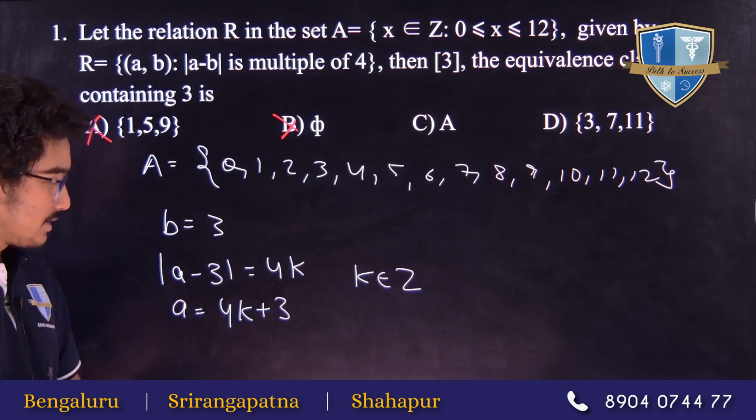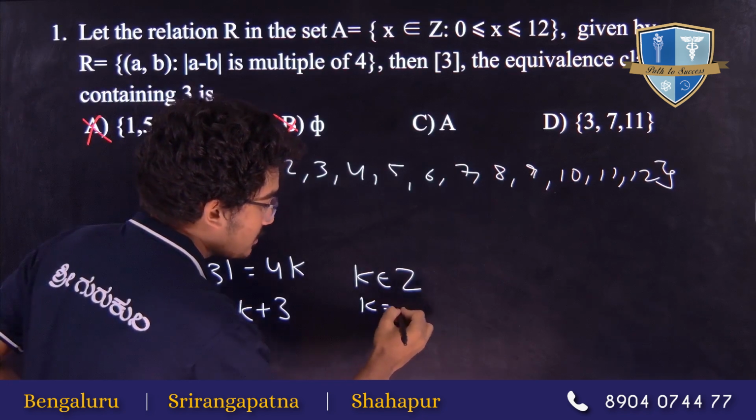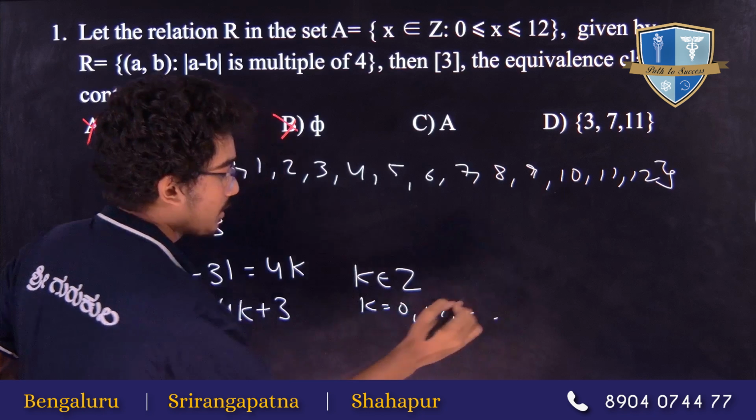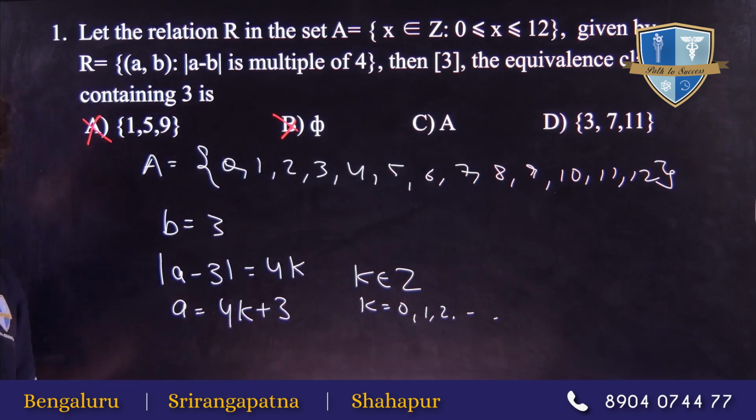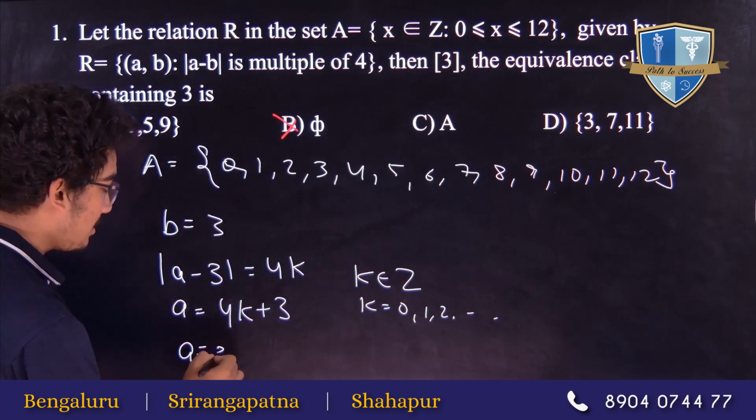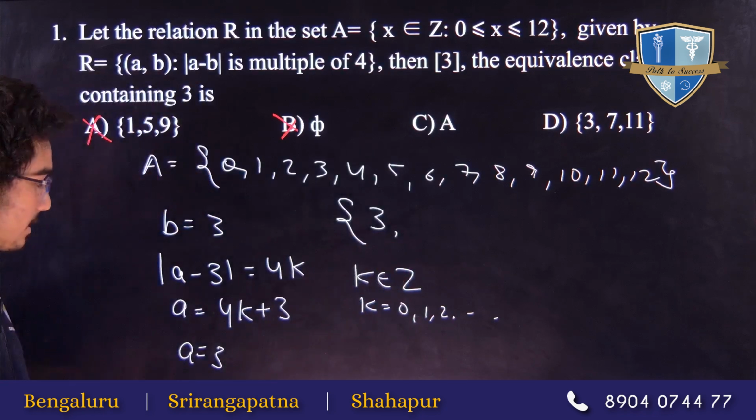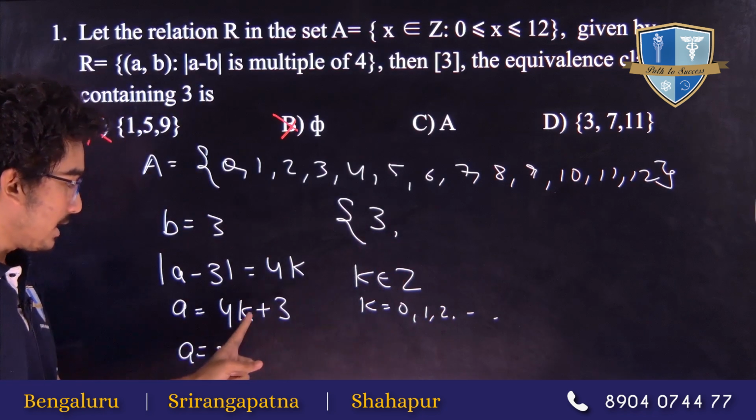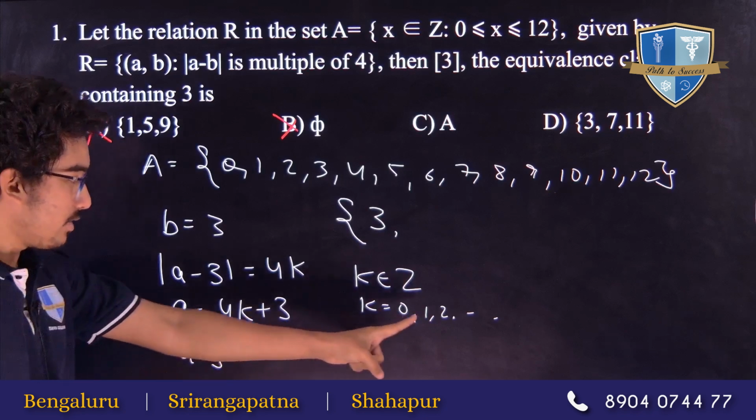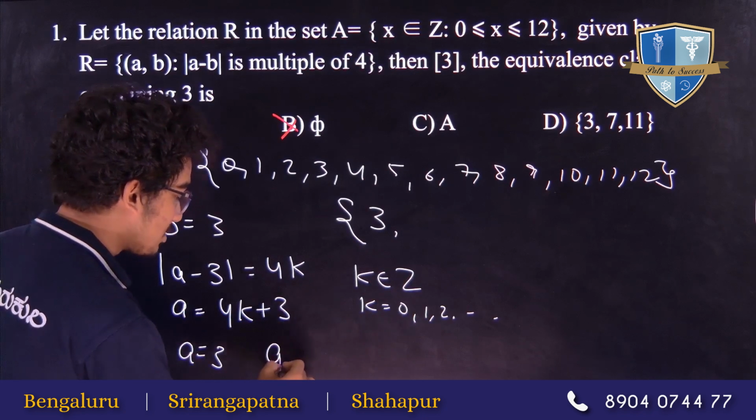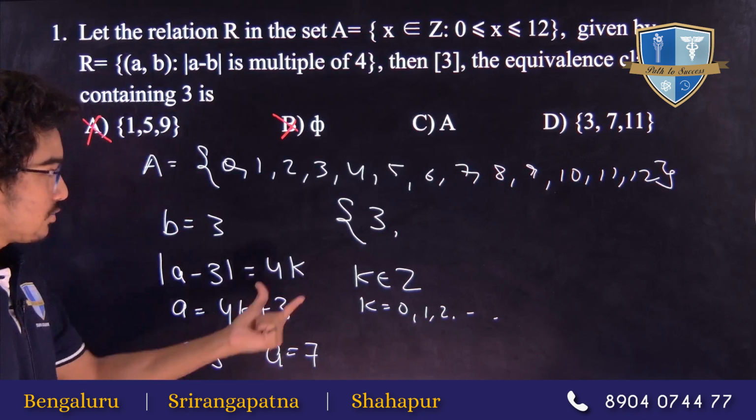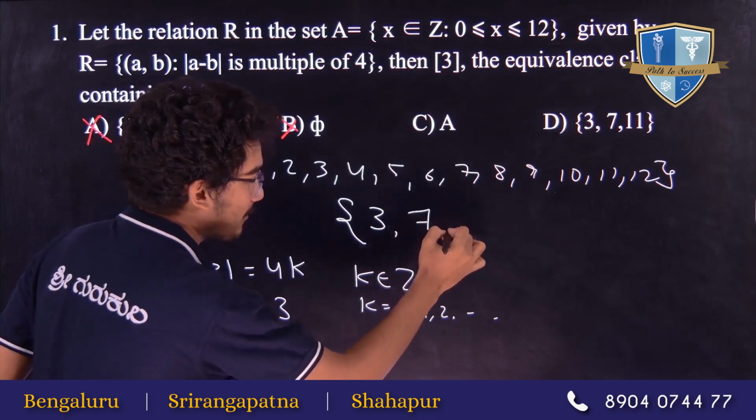So let's start with 0. k is equal to 0, 1, 2 and so on. If k is equal to 0, we get a equal to 3. So a is already in our set, and we are making a set which already contains 3. If we put k equal to 1, we get a equal to 7. So another value that this set can take is 7.